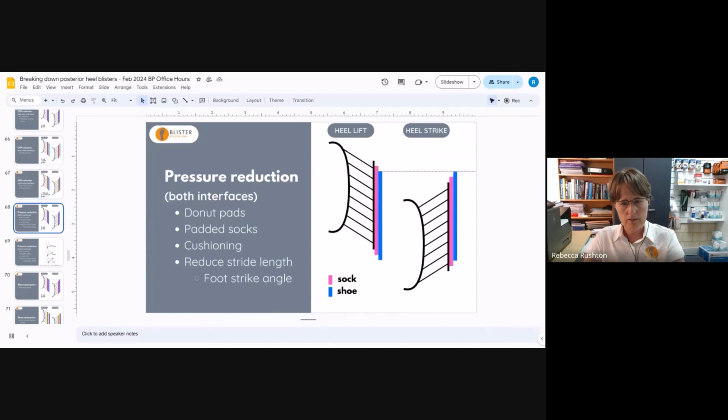Pressure reduction strategies work by basically, the harder things are pressed together, the higher the friction force. So if things aren't pressed together as hard, the lower the friction force. So the earlier we can get slippage at a material interface, so that skin can move in sync with the bone, it will happen at both interfaces, both the skin-sock and the sock-shoe interface. So all these cushioning materials, and I just want to elaborate on foot strike angle.